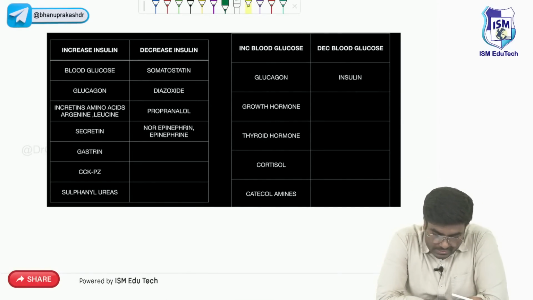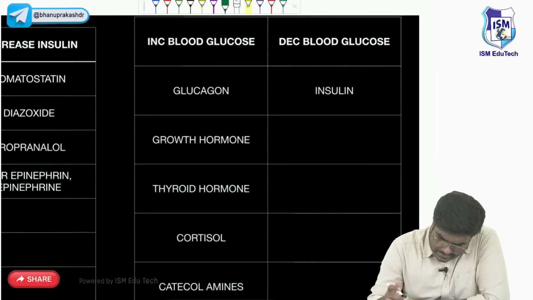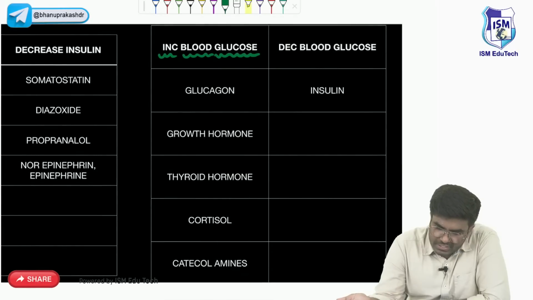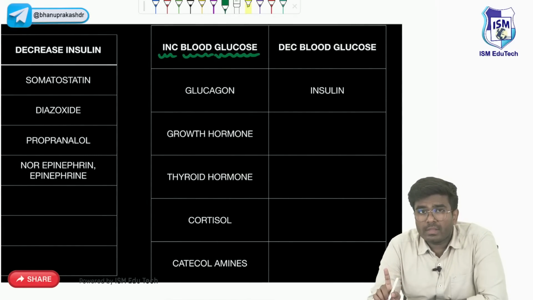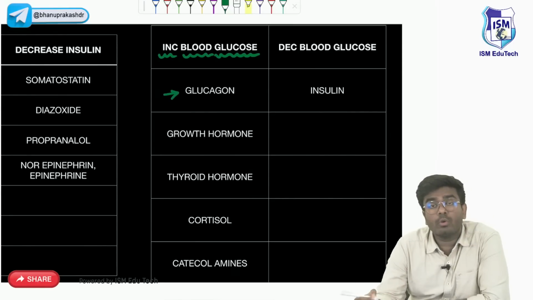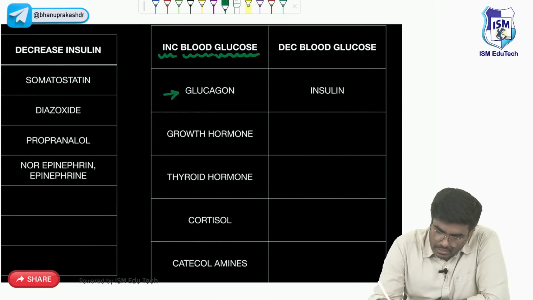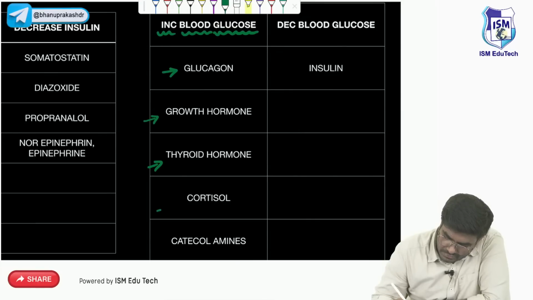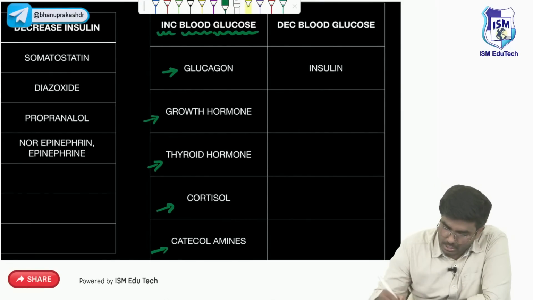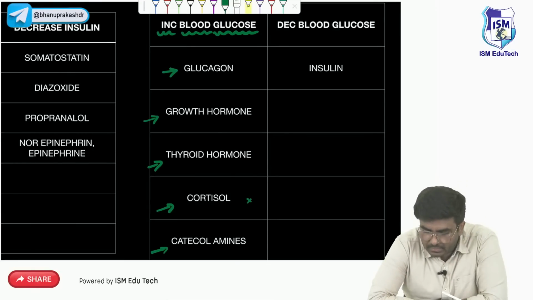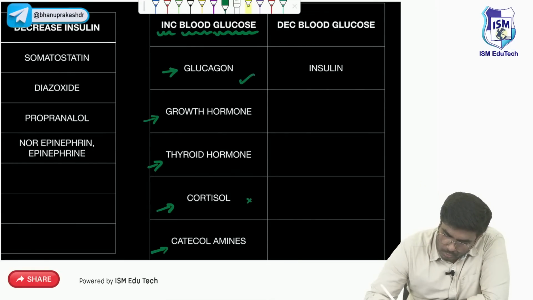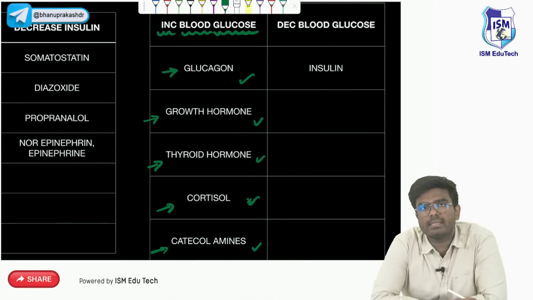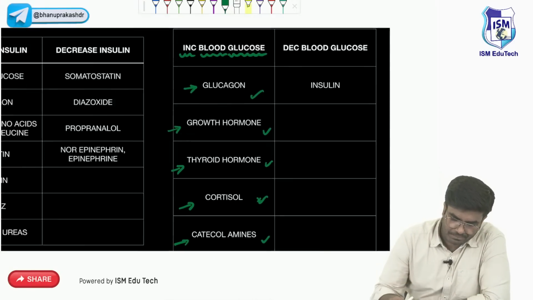Now after this, see here guys, in this table I am showing you the hormones which increase the blood glucose levels. Before the class you only knew glucagon increases the blood glucose levels. Now what I have taught you is that not only glucagon, but growth hormone, thyroid hormone, cortisol as well as catecholamines increase the blood glucose levels. We haven't discussed cortisol yet, but just trust me. Catecholamines means epinephrine or norepinephrine. Everyone increases the blood glucose levels.